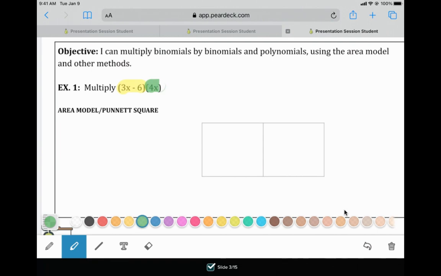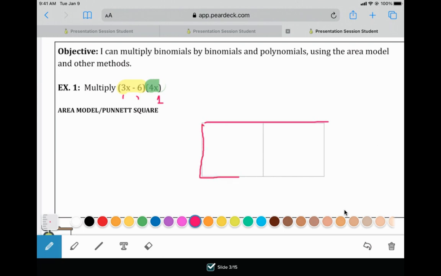We're going to count the terms, okay? In this one, we have 2 terms. That's why I have 2 boxes, and this one has 1 term, so that's why I have 1 box. I'm drawing this. This is a 2 by 1. So I have 2 terms, and the second expression, I have only 1. So this is the 2 by 1. I split it up into 2 over here and 1 over here.